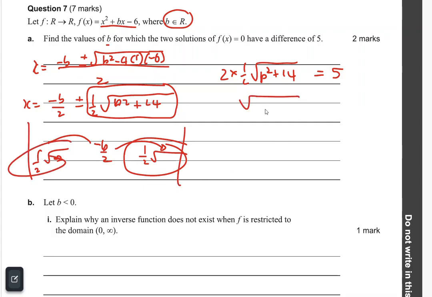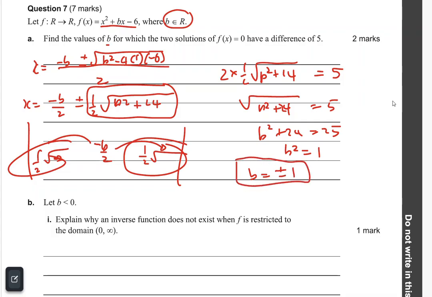So that's the square root of b squared plus 24 equals 5. Square both sides, b squared plus 24 equals 25. B squared equals 1. B equals plus or minus 1. So that's the answer to A.